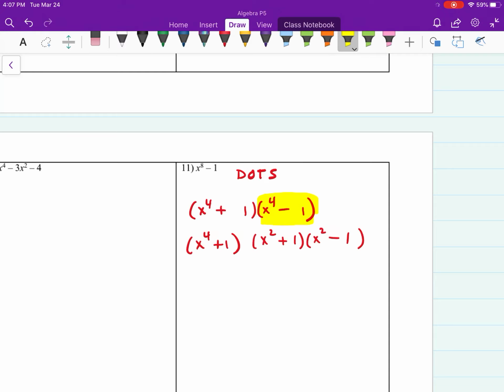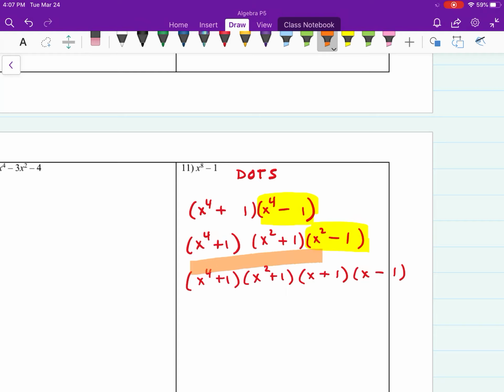Are we finished now? No. Which one of these can be factored again? Well, the only one that's the difference of two perfect squares is the last one. And this would be x times x, 1 times 1, plus minus.